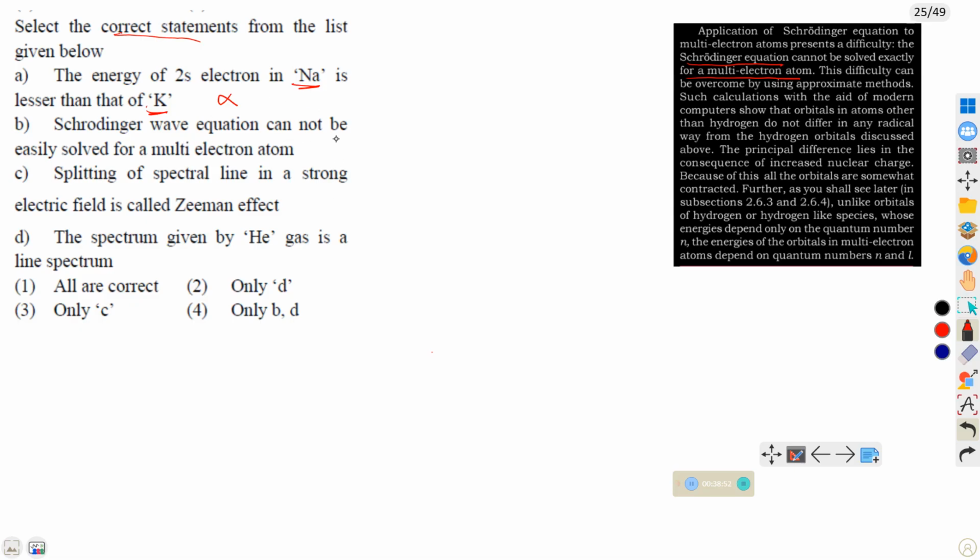Schrodinger's wave equation cannot be easily solved for a multi-electron atom. Correct. Splitting of spectral lines in a strong electric field is called Zeeman effect. Wrong. Strong electric field is called Stark effect, not Zeeman effect. Splitting of spectral lines in the presence of magnetic field is called Zeeman effect. So this is wrong. The spectrum given by helium gas is line spectrum. Correct. BD correct.